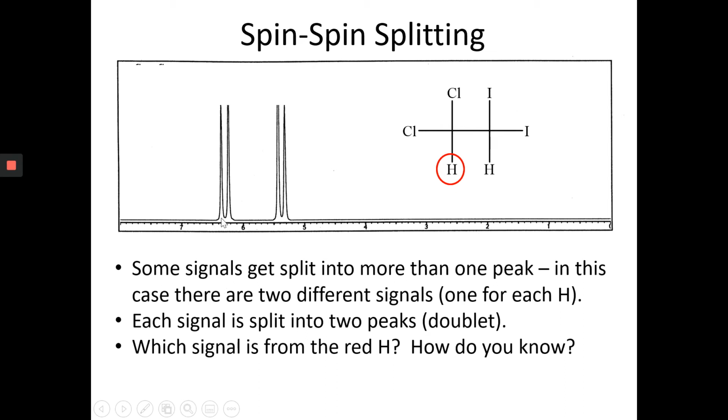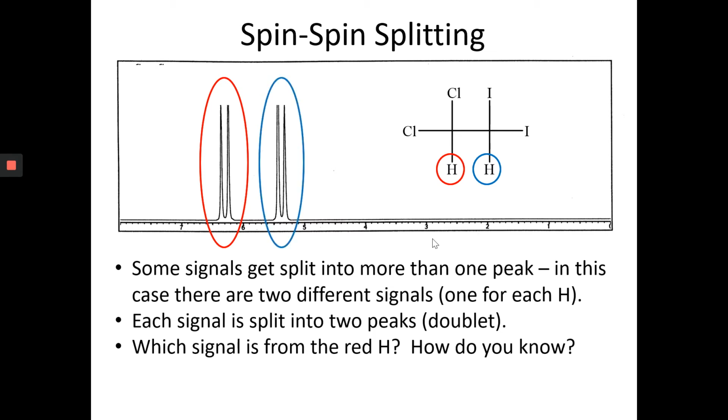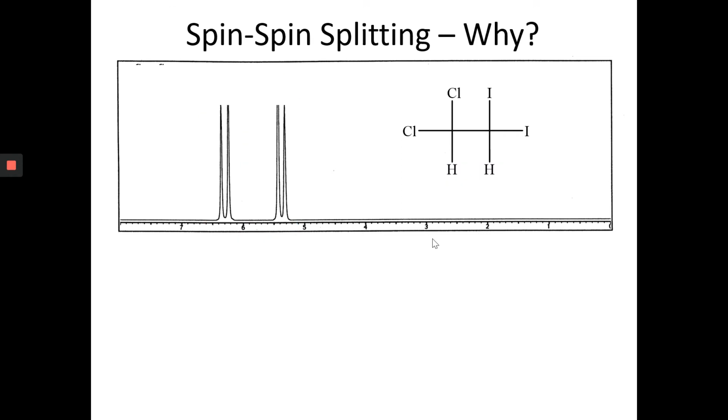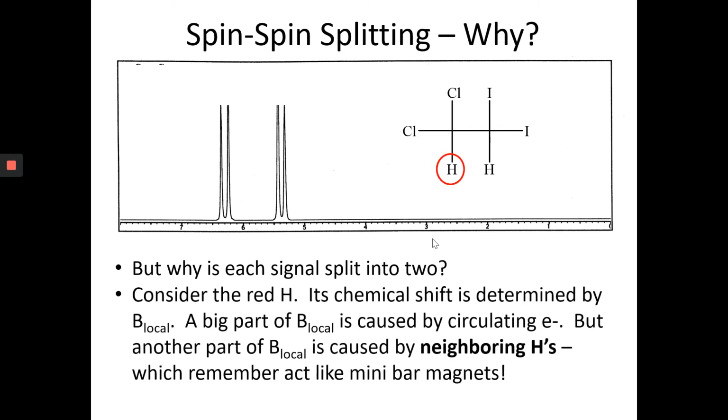So if we had to guess, we would say that this is probably, right, the signal that corresponds to this hydrogen, just on the basis of the chemical shift and the fact that chlorine is more electronegative than iodine. And we have a blue hydrogen, of course. That blue hydrogen is giving rise to this signal right here. So far, so good. But what the heck is a splitting thing, right? Why is each signal actually split in two? That seems nutty.